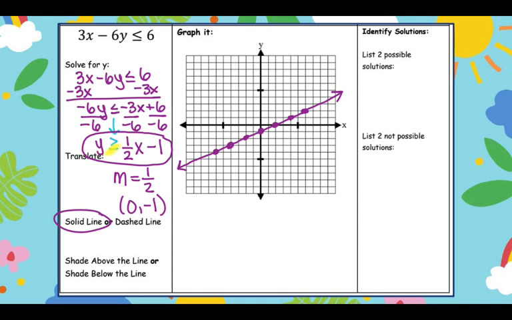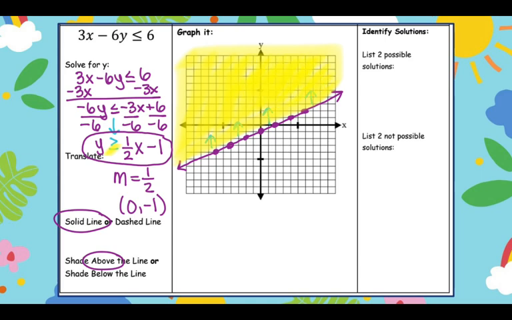I also need to figure out where I'm going to shade. My inequality was a greater than or equal to, so greater than means I'm going to shade above the line. So on my line, I want to go straight up, and that is where my shaded area is going to be. So I'm going to shade this entire section up here. And then to pick my solutions, I can pick any points that are in the shaded area.